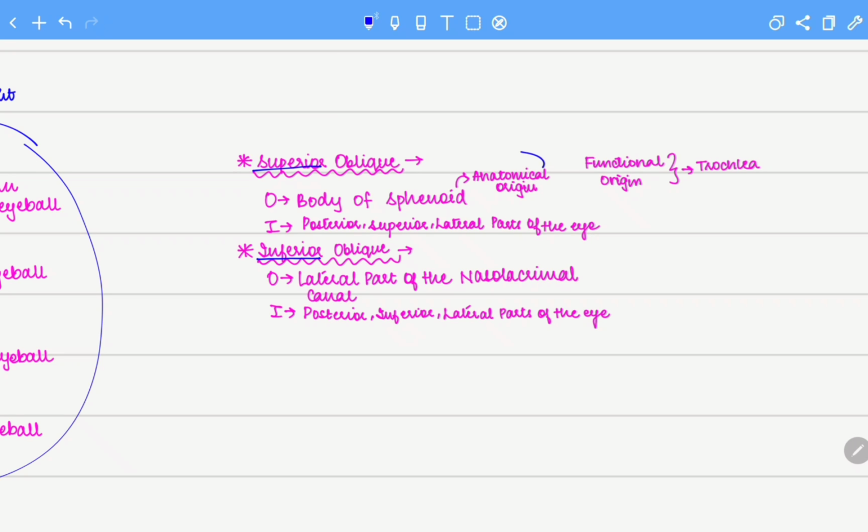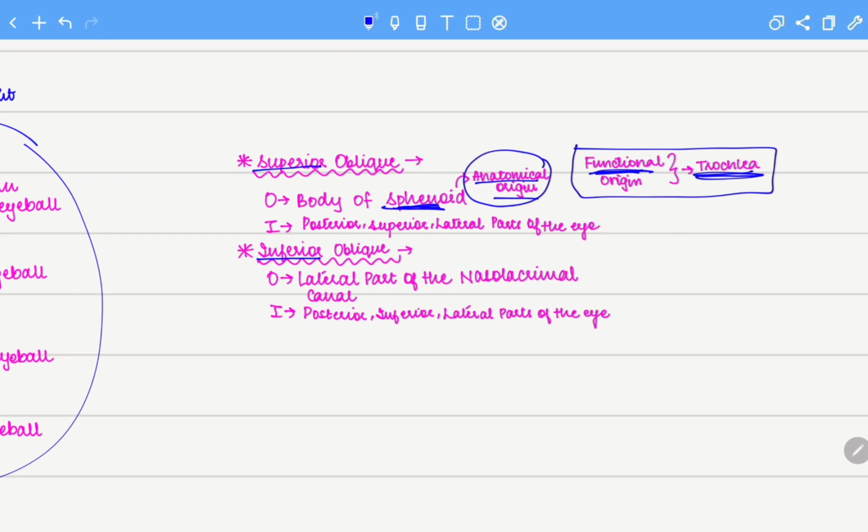So, the anatomical origin of the superior oblique muscle is the body of the sphenoid, but then functionally the origin is the trochlea. Why is the trochlea the functional origin? The trochlea is the functional origin because the moment the superior oblique enters this cartilaginous structure, which is the trochlea, it changes its course and it starts moving posterolaterally. All of the actions of this muscle are in this direction. Hence, the functional origin is going to be the trochlea, while the anatomical origin, which is the actual origin site, is going to be the sphenoid.